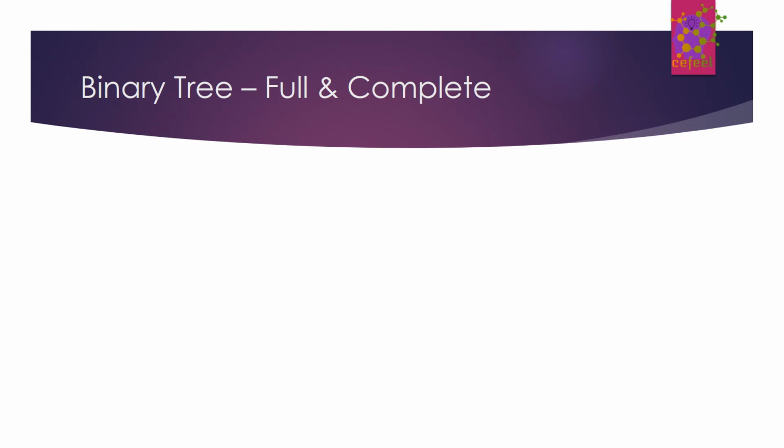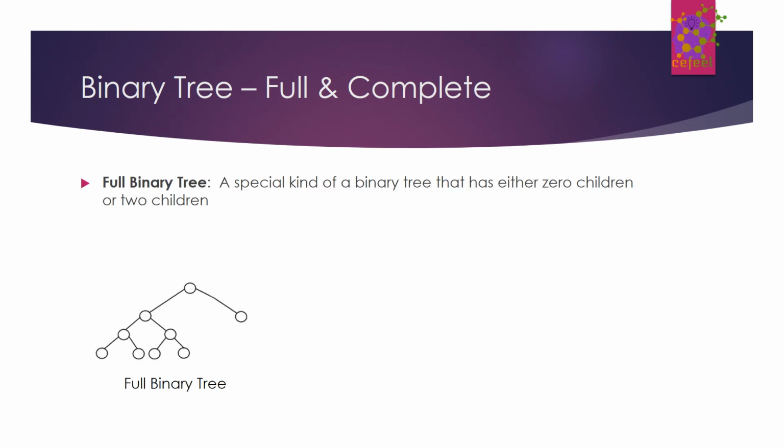Now let's move on to see some types of binary trees. We'll see what a full binary tree is. So a full binary tree is a special kind of binary tree that has either 2 children or no children, which means there cannot be nodes that have one child. So here is an example of a binary tree. If you notice, all the nodes here have either 2 children or no children.